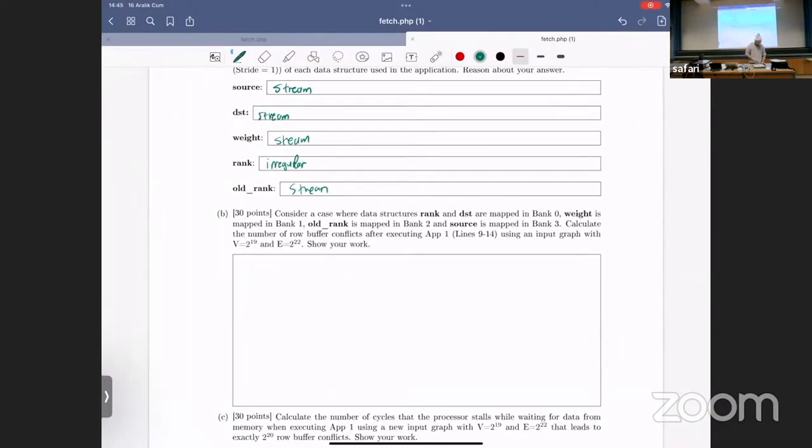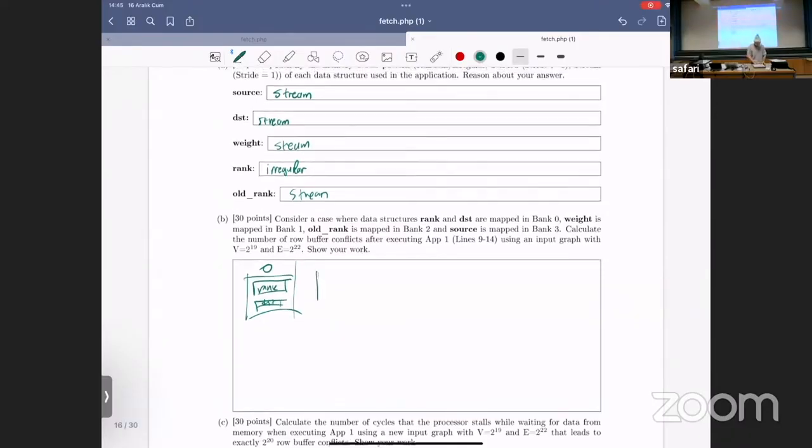The second question is about the memory interference, how these data structures interfere in the main memory. So we consider a case where the data structures rank and DST are mapped in bank 0. We have 4 banks in the system, right? We have bank 0, and inside bank 0 we have rank and DST.